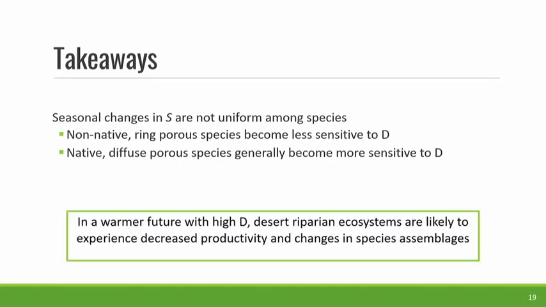And so the takeaway here really is that in a warmer future, where the D is going to be higher, these desert riparian ecosystems are likely to decrease in productivity because the plants are generally going to be more sensitive. They're going to spend more time with their stomata closed, and they can't photosynthesize under those conditions. And that might also lead to changes in species assemblages that are going to be more dominated by these non-native taxa.